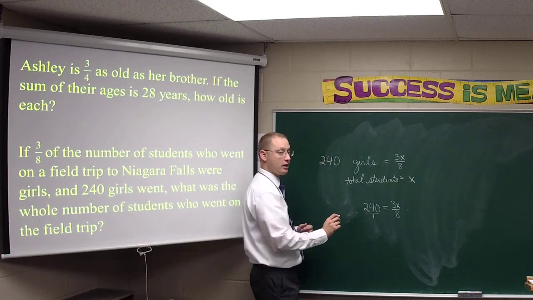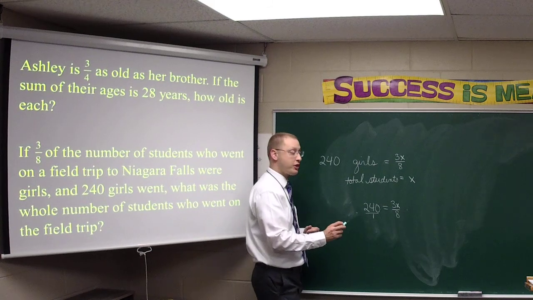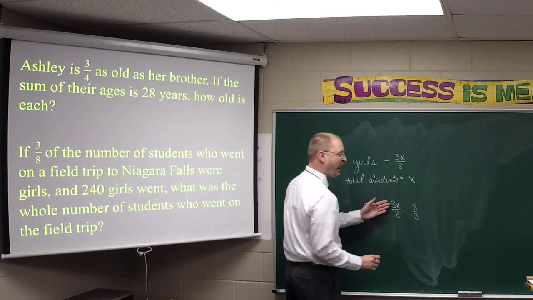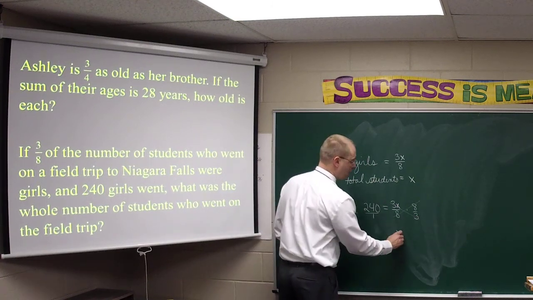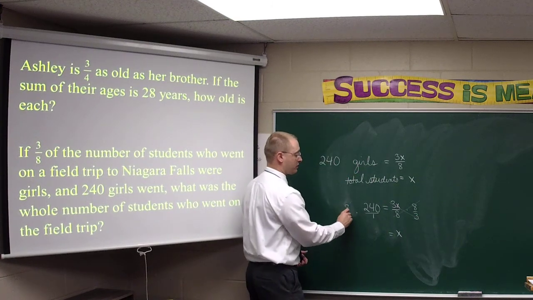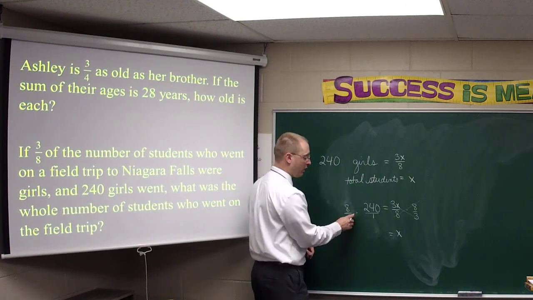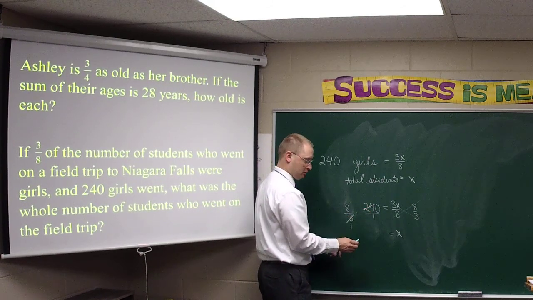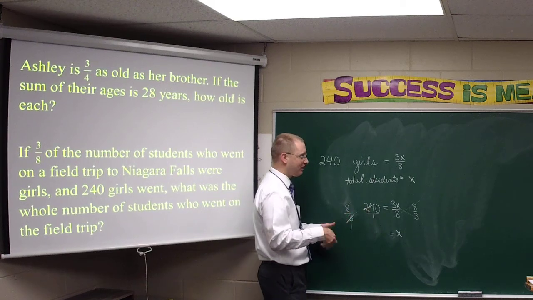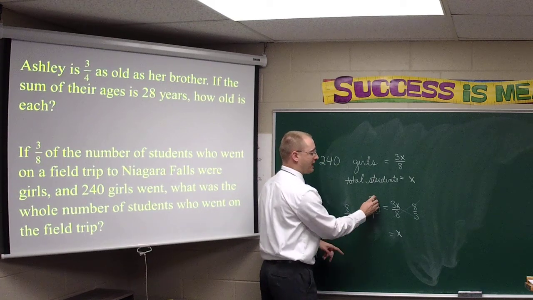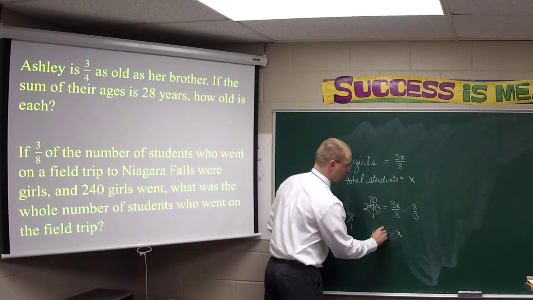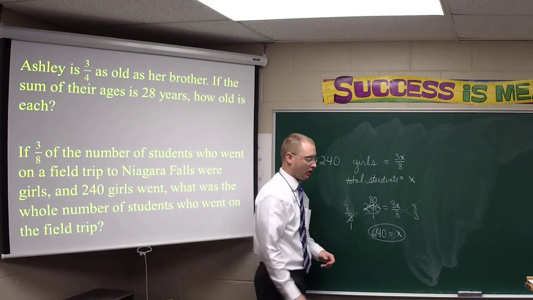Multiply by 8/3. Remember, we pointed this out the other day, that if you multiply by the reciprocal, to divide away 3/8, you get x by itself in one step. Of course, you'd have to multiply the 8/3 over here as well. The 3 and 24 become 1 and 8, but because of the 0, it's really an 8, right? And 8 times 80 is 640. So apparently there were 640 students who went on the trip.